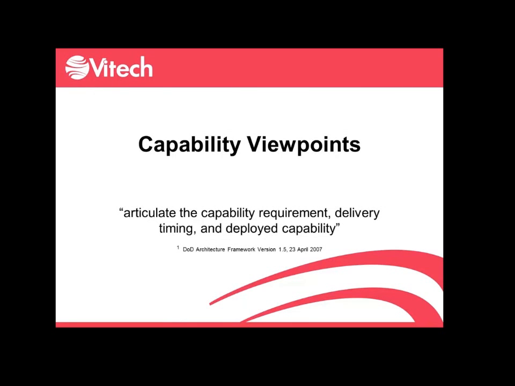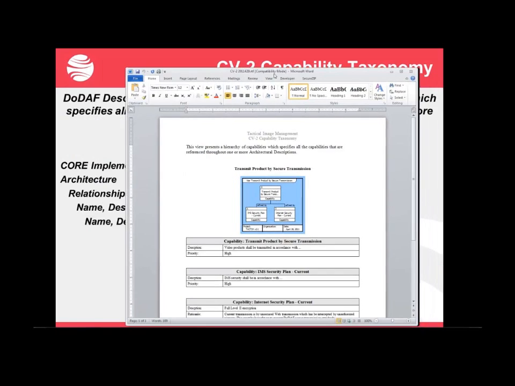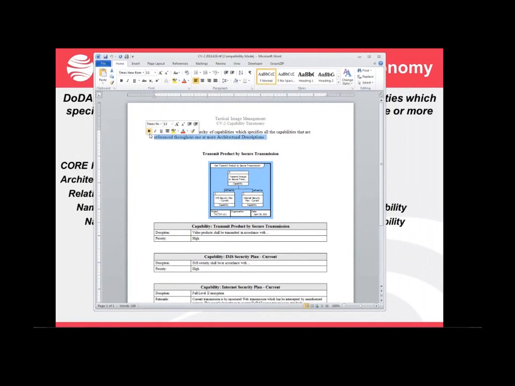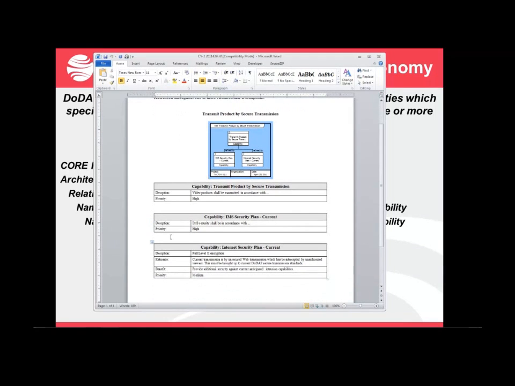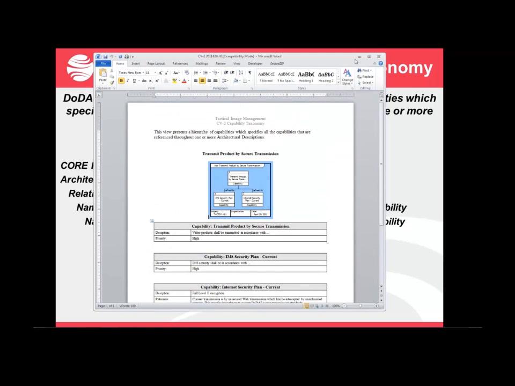So here's an example of the CV2. Again, the CV2 starts off with the description statement. In this case, it presents a hierarchy of those capabilities, followed by some attribute information such as the description and the priority, and for those capabilities that have them, their rationale and their benefit. So that's a CV2, a capability view.